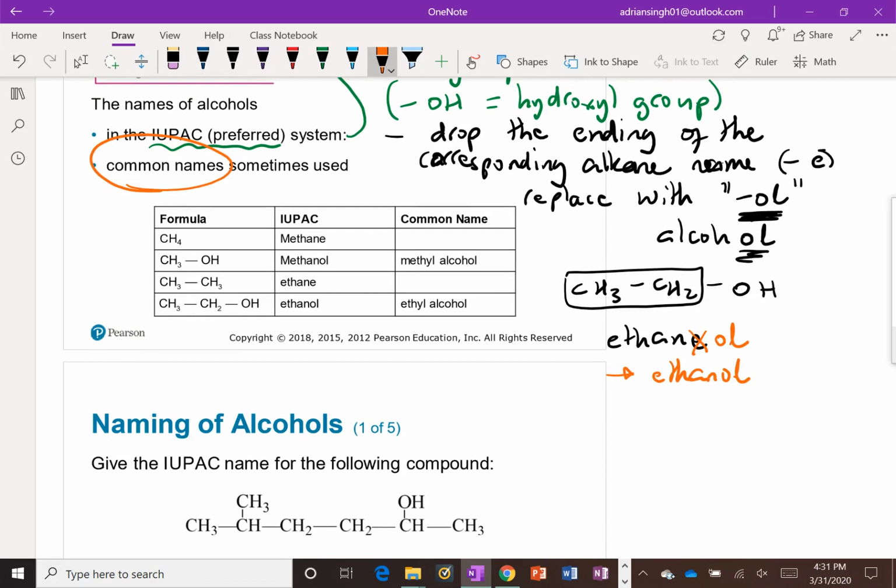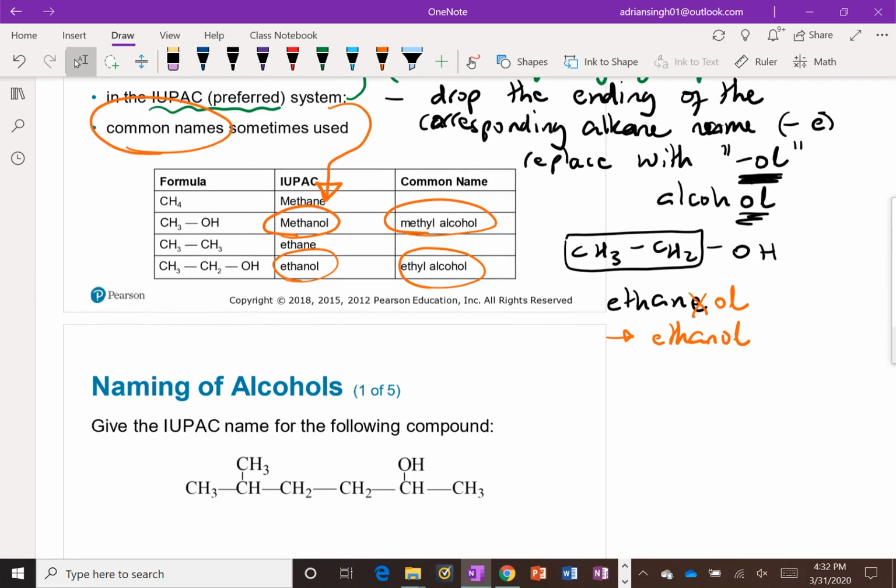We're not going to focus too much on the common names, but I just wanted you to be aware of that. You will see those names actually more frequently than you may think. Ethanol is also known as ethyl alcohol, that's the active ingredient in your alcoholic beverages. Methanol is also known as methyl alcohol. But when we start naming things, we're going to prefer the systematic way, the IUPAC way, to name our alcohols and everything else that comes after it.